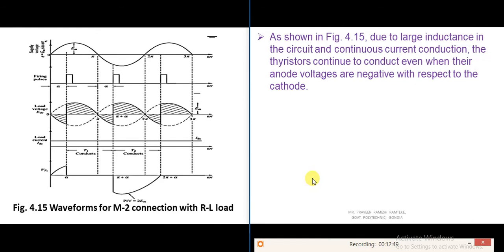As shown in this figure, due to large inductance in the circuit and the continuous current conduction, the thyristors continue to conduct even when the anode voltages are negative with respect to cathode. So this is a stored voltage across the inductor. What I am saying is, the thyristors continue to conduct even when the anode voltages are negative with respect to cathode.